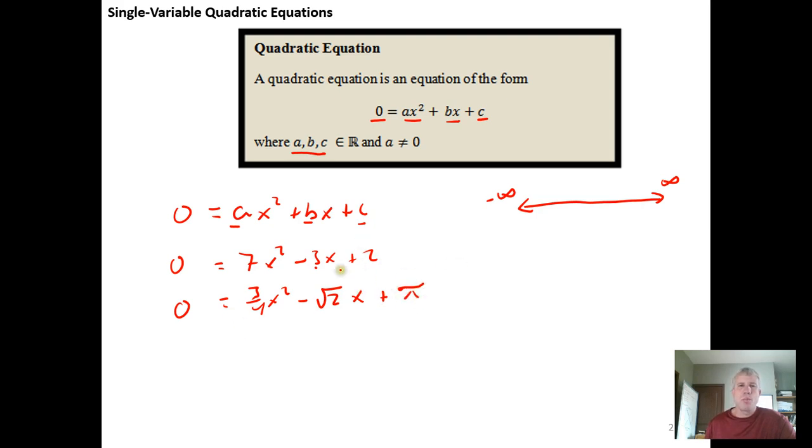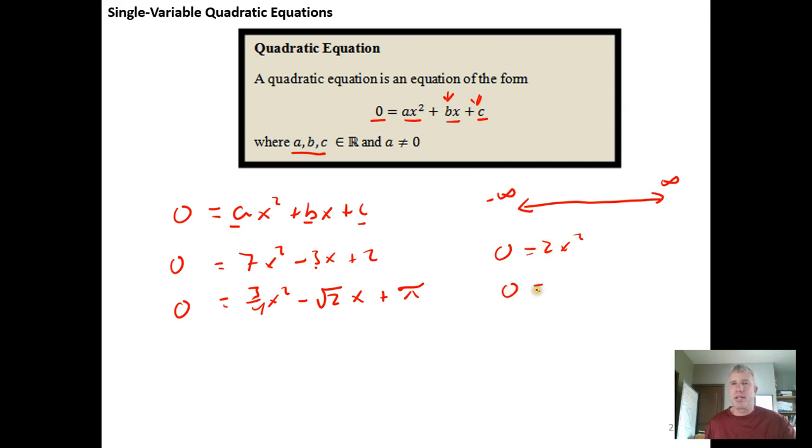In general, in the homework we're going to feed you things that are nice and have nice integer coefficients or rational number coefficients, but they don't need to be. And notice the only restriction on a is that a can't be 0. So it's perfectly okay for b and c to be 0. So something that looks like this is still a quadratic equation in a single variable.